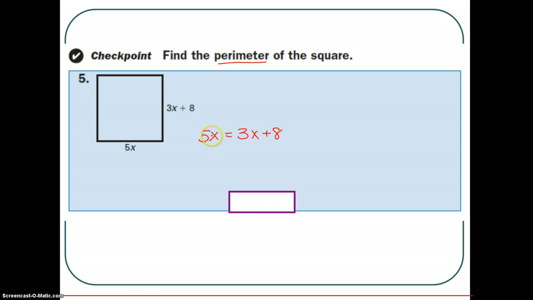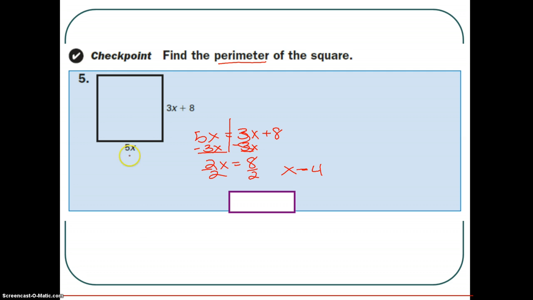Number 5, you do not want to move the 5x because if I would have moved this, there's nothing on this side anymore. That would become 0. And you can't leave a side with 0. Remember the whole point is to try to get x by itself. So I want to try to move the x so that it's on one side. So I'm going to move the 3x away from the 8, bring down the 8 because these cancel out, divide by 2, x equals 4.